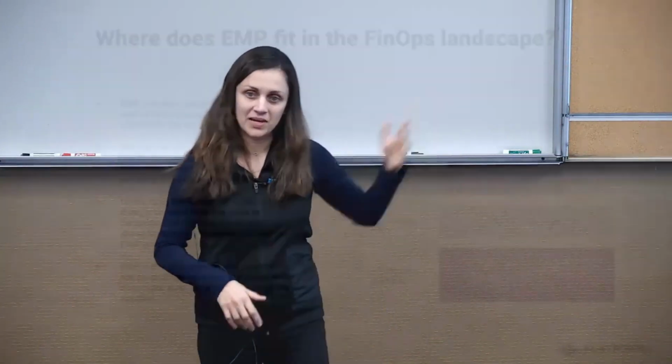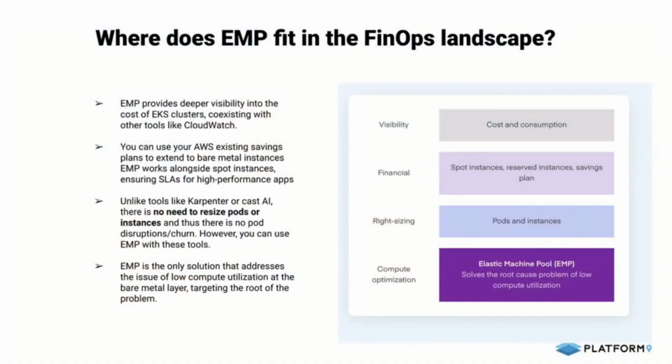There is no extra budget that you have to allocate for EMP. It's just going to come out of your existing budgets. Okay. So essentially what we're saying here is that the bottom layer is what EMP operates in, right? And that's kind of where we see ourselves as differentiated.